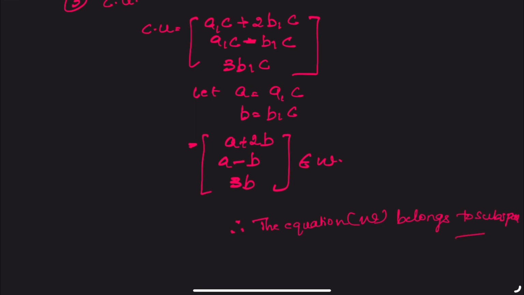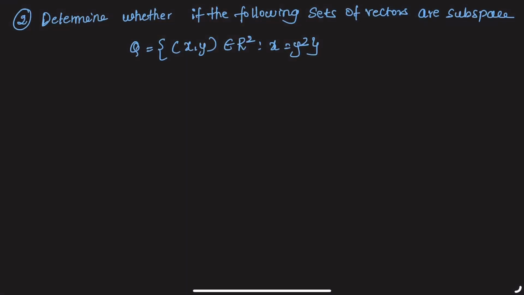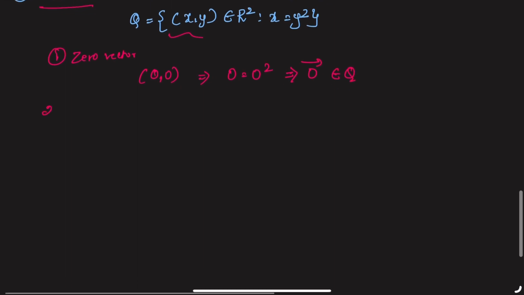Now let us see one more example, the second example. Determine whether the following set of vectors is a subspace, where you check whether x is equal to y squared. First and foremost, the zero vector: (0, 0) gives 0 equal to 0 squared, which is 0 again. So it is a zero vector and it belongs to the subset Q.